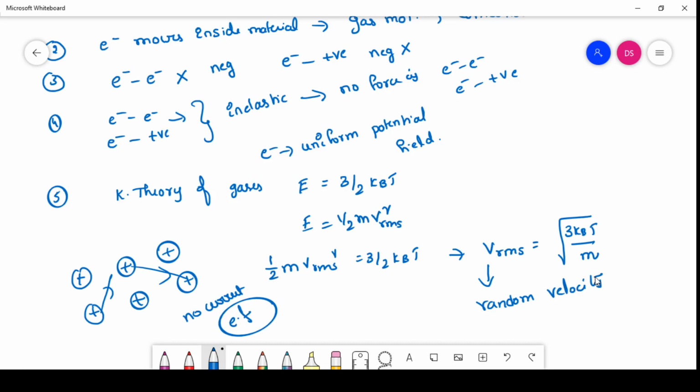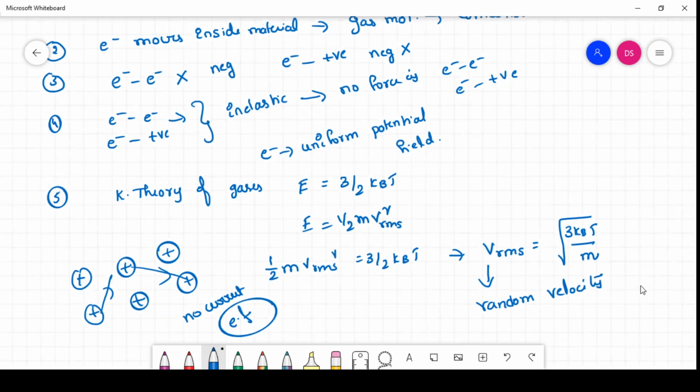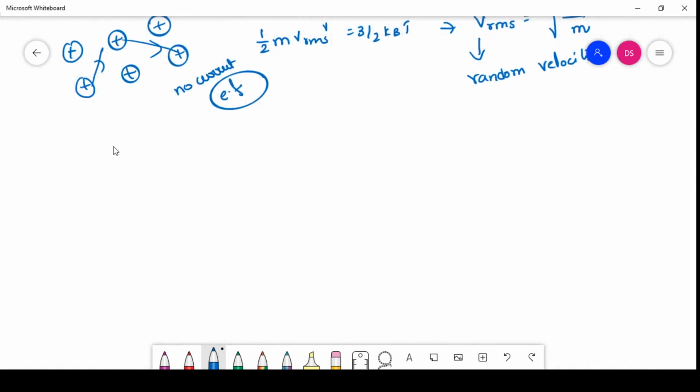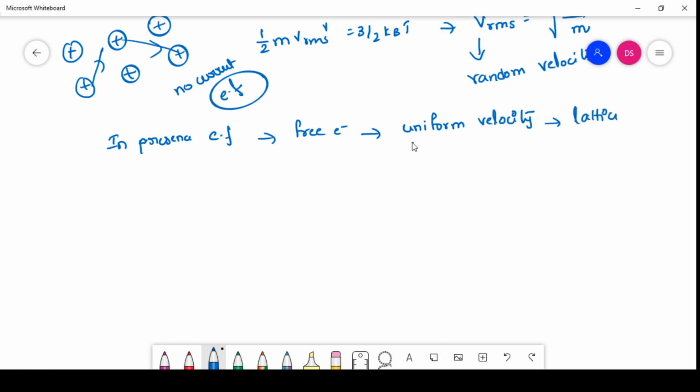So in the absence of electric field, these electrons are moving randomly inside the crystal lattice. Because of their random movement, the net velocity will be considered as 0. Hence no current will be produced. But in the presence of electric field, these free electrons gain some uniform velocity. They are moving with the uniform velocity inside the crystal lattice, and this uniform velocity is known as drift velocity, which exists only in the presence of electric field. So is it clear?